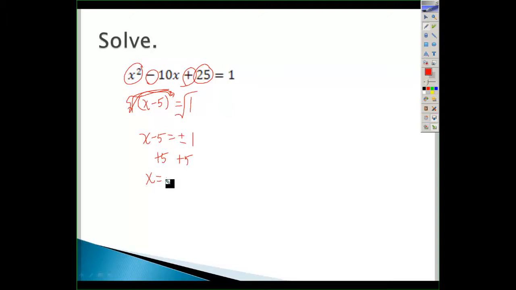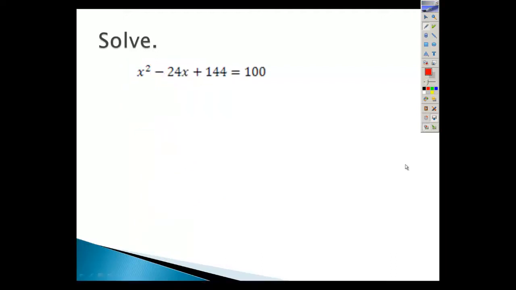Add 5 to both sides. x equals 5 plus or minus 1. So x could equal 5 plus 1, or x could equal 5 minus 1. So x could equal 6, or x could equal 4. And there's my two solutions.